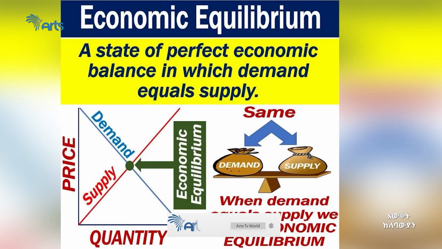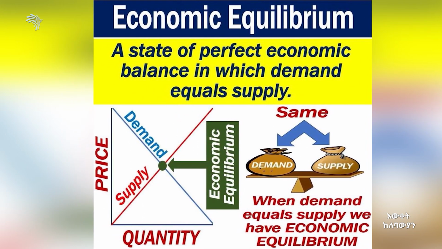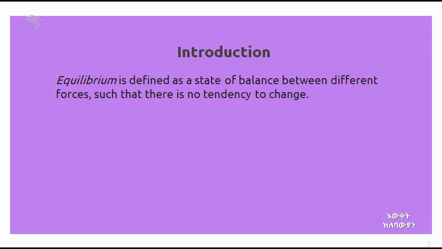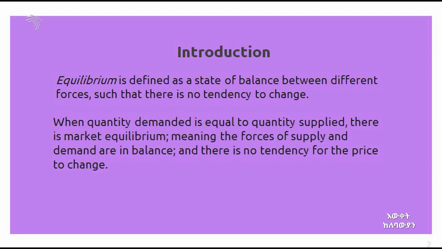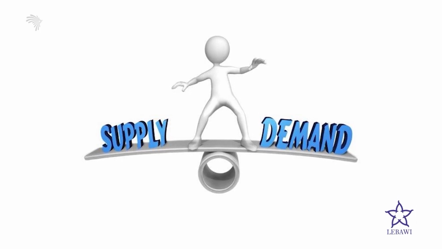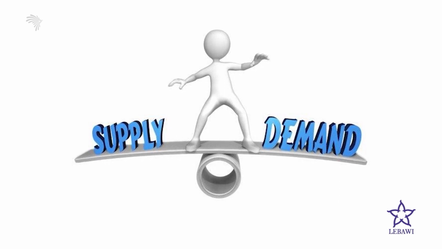Well, equilibrium in simple terms means a state of balance. So in economics, equilibrium is defined as a state where the quantity demanded of a good is equal to its supply. And here, both buyers and suppliers agreed upon the same price, and that price is called market price. So specifically in economics, when quantity demanded is equal to quantity supplied, there is market equilibrium. So the forces of supply and demand are in balance, and there is no tendency for the price to change.